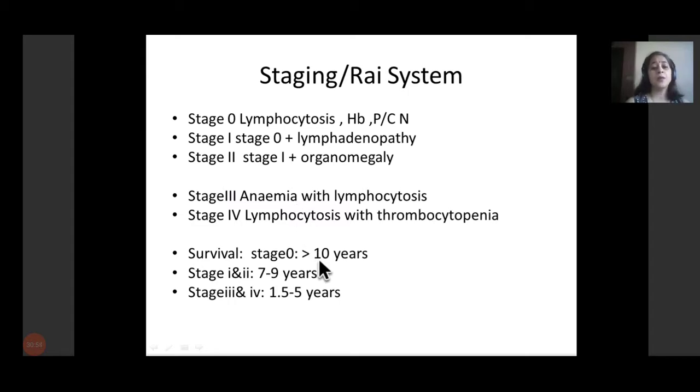And now when we talk about the survival patterns of these stages, stage 0 has more than 10 years overall survival, stages 1 and 2 have 7 to 9 years, and this has a poor prognosis with survival of 1.5 to 5 years. So thrombocytopenia and anemia in CLL are grim prognostic markers and a call for treatment to be initiated, to be aggressive.